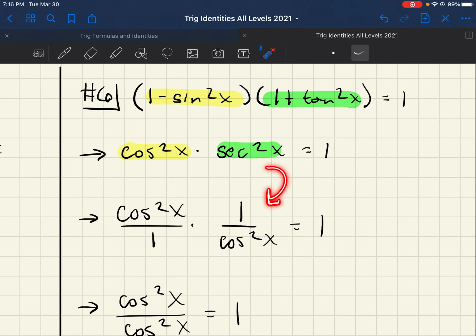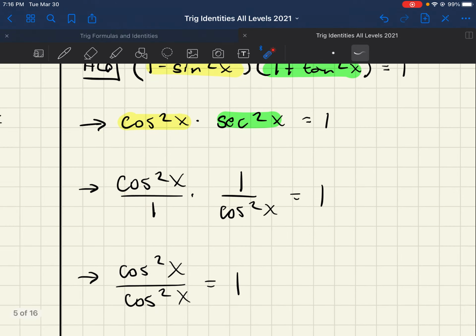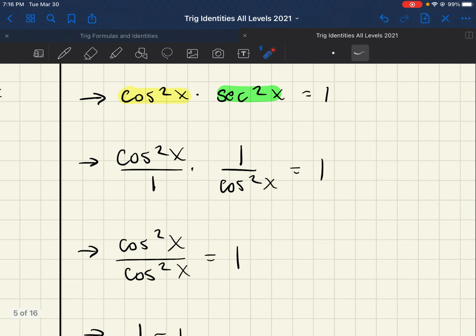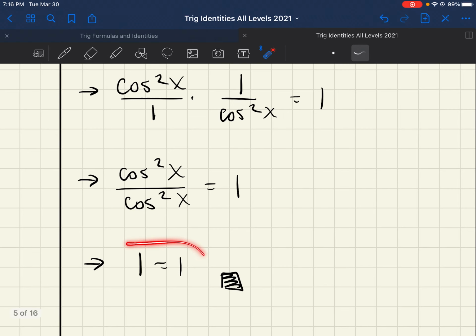Secant squared is going to be 1 over cosine squared. And we can see that after multiplying, we get cosine squared over cosine squared, which is 1, and that's what we wanted to prove. So we're done.